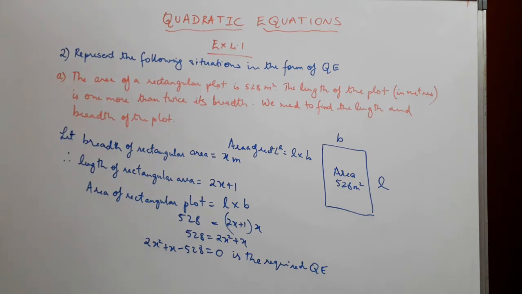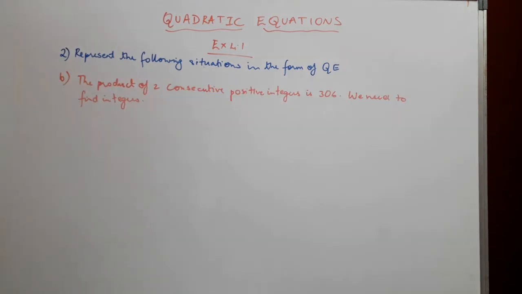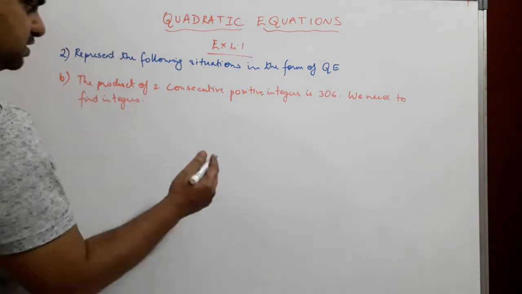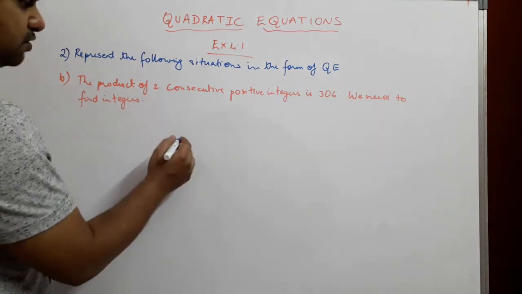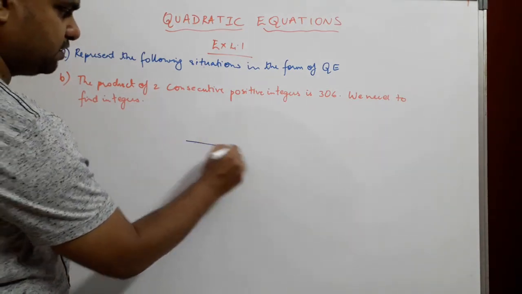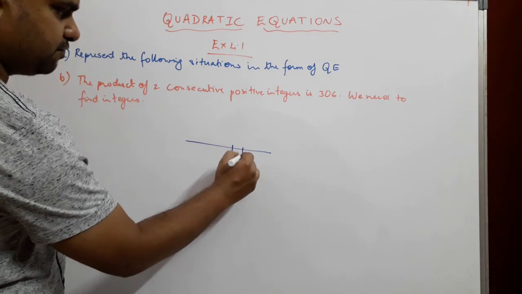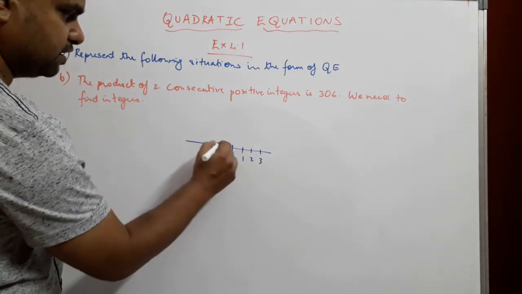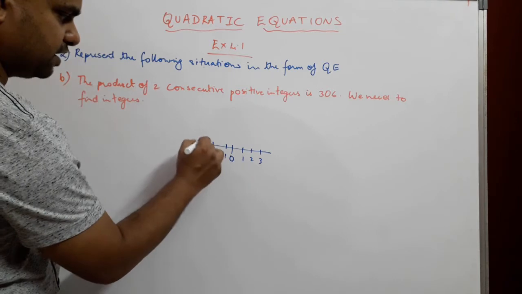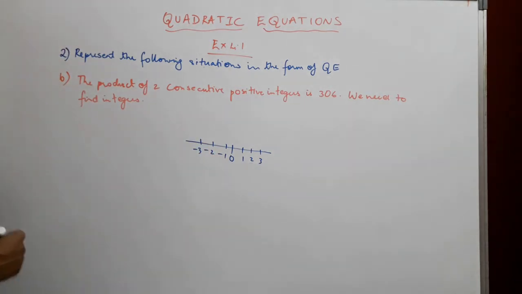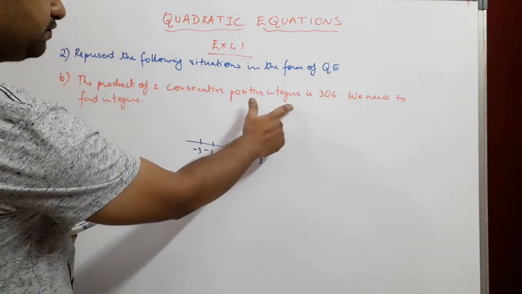Let's solve another problem. Our next problem is: the product of two consecutive positive integers is 306. We need to find the integers. First we need to know what integers are. Integers are negative as well as positive and they include zero as well. So on a number line you will have 0, positive 1, positive 2, positive 3 and negative 1, negative 2, negative 3. So these are your integers. We need to find two consecutive positive integers.